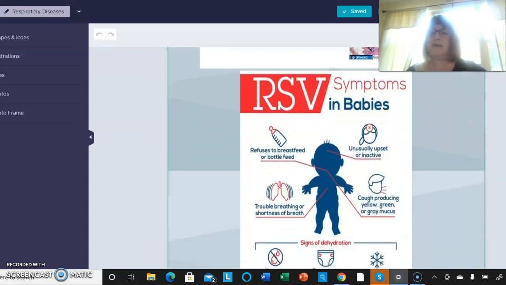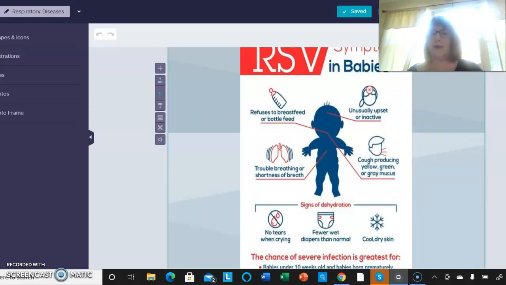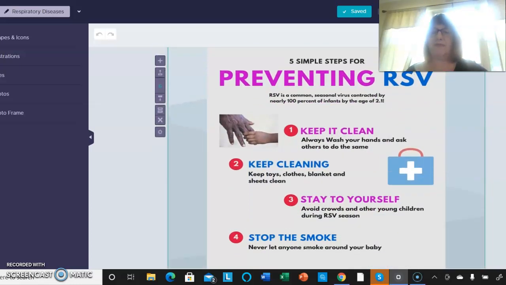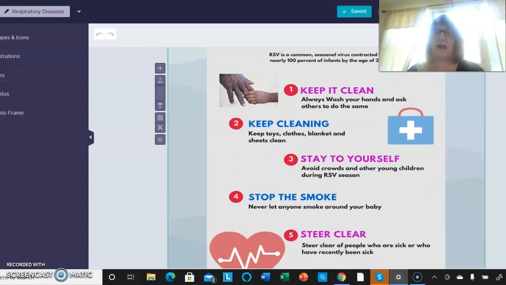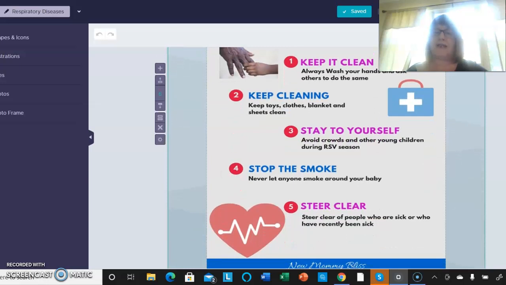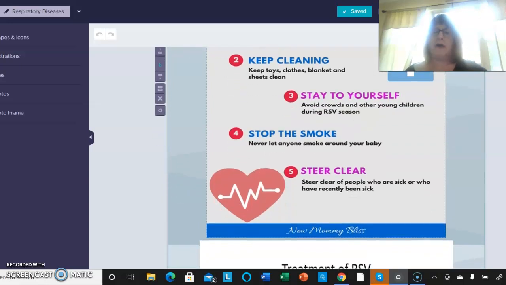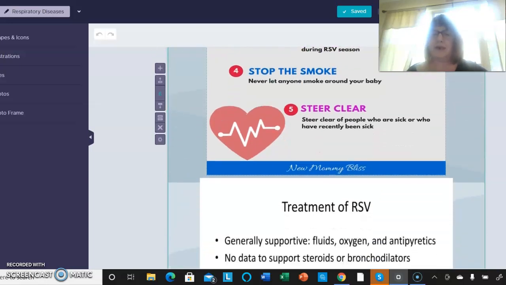Some additional symptoms that babies may experience are that they refuse to breastfeed or bottle feed, they're usually very upset and inactive, they have trouble breathing or shortness of breath, and they can produce a productive cough of yellow, green, or gray mucus. Simple steps for preventing RSV are good hand washing, keeping their toys, blankets, and sheets clean, avoiding crowds and other children during RSV season, which is anywhere from early fall, September, October through April, no smoking, and staying clear of people who are sick.